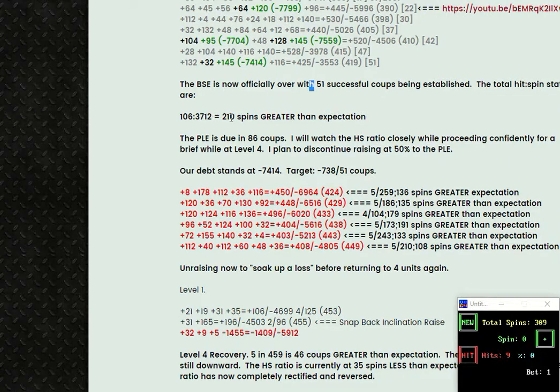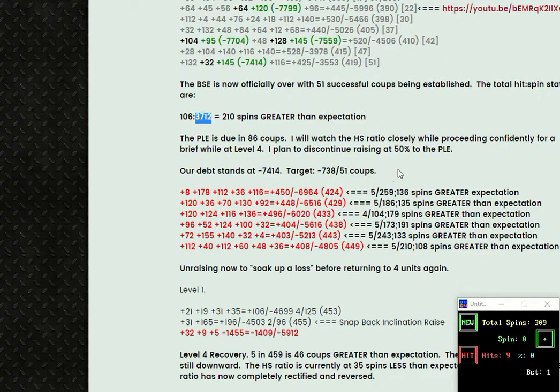We had 51 coups. We're not so hot. We're at 210 spins, but at least it's less than double. This PLE in 86 coups is nice. So I'm saying, all right, we're favorable here. We're close to insane here, but not yet there. So I'm going to watch this closely. I'm going to watch this H hits to spins ratio closely to see if it goes into Nutsville.